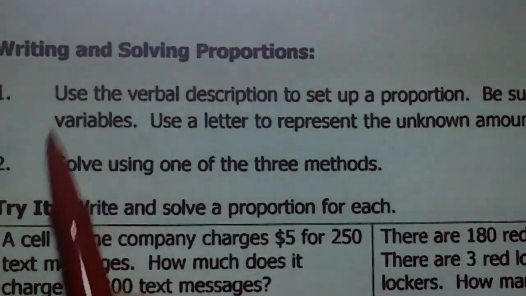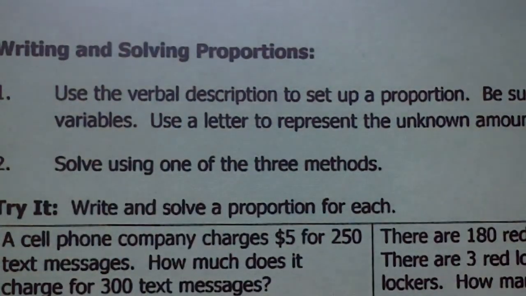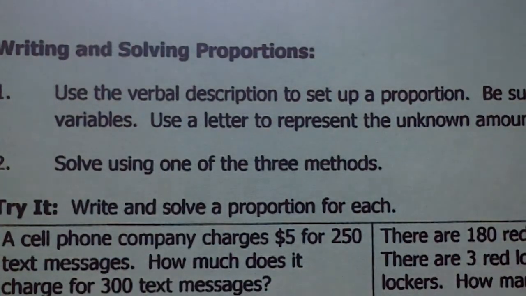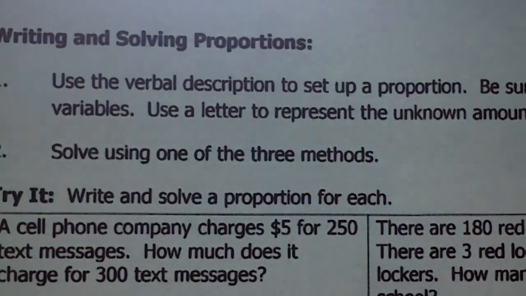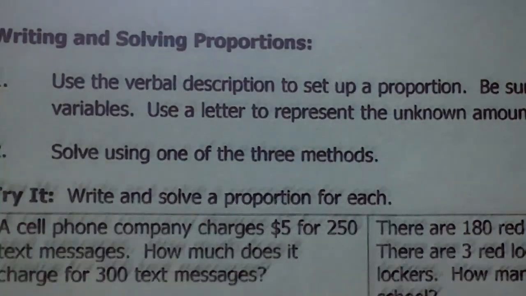Okay, so number 1 says use a verbal description to set up a proportion. Be sure to match up the variables. Use a letter to represent the unknown amount. So there's going to be some part of this proportion that you don't know. When you're given a proportion to solve, you're usually given 4 things and one of them's missing. So, number 2, we'll solve using one of those 3 methods. The end.